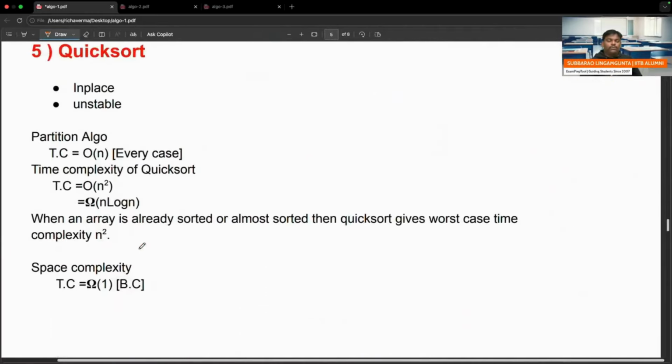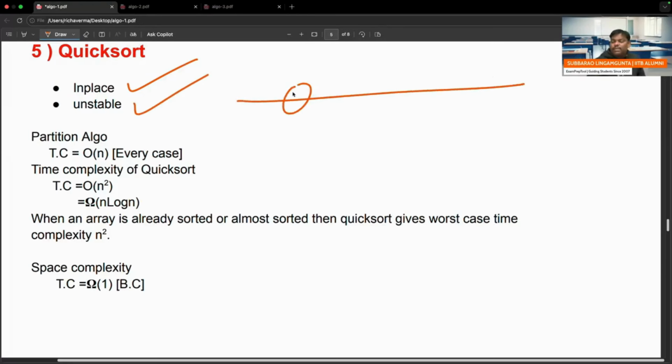Let's go to quick sort. Quick sort is an in-place algorithm, within the array. It doesn't take extra space more than log n. If anyone takes more than log n, it is not in place. Next, it is unstable. Whenever repeated elements are there, sometimes the order changes. The first 10 and the second 10 swap positions. Unnecessarily, repeated elements are swapped. So quick sort is not stable.